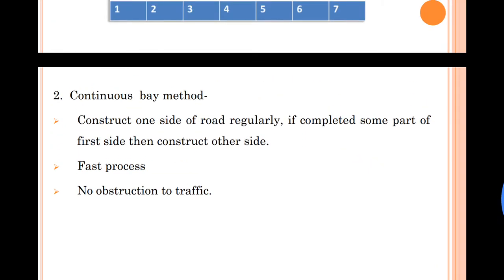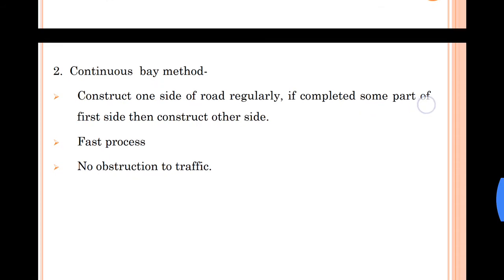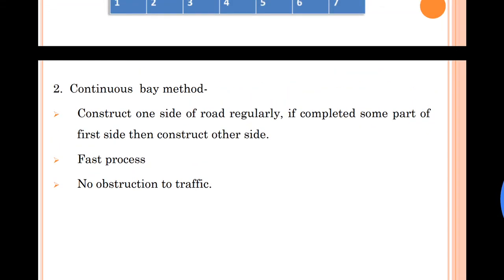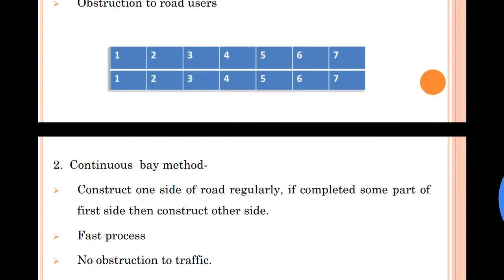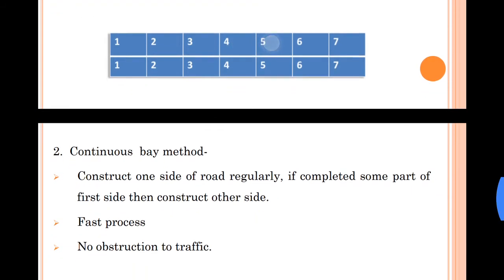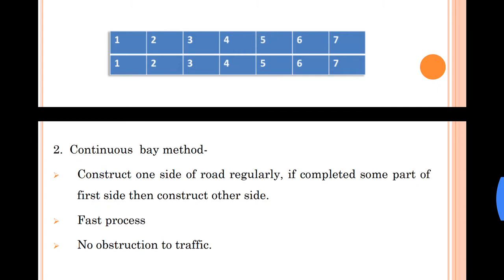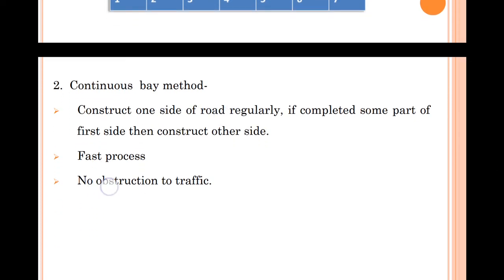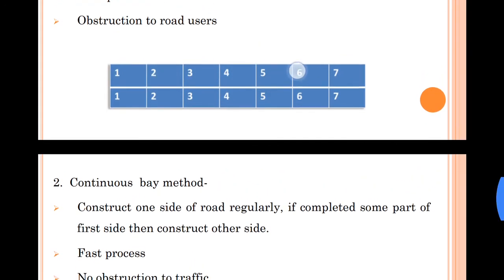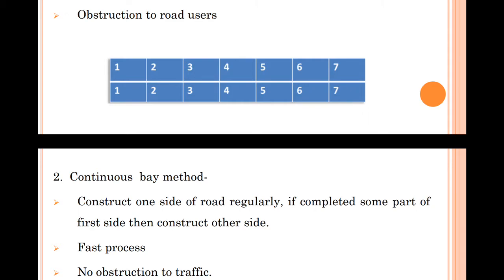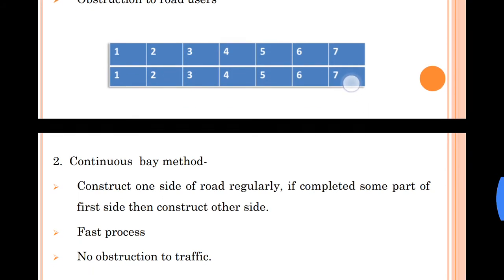The second type is the continuous bay method. In this, construct one side of the road regularly, and once some part of the first side is completed, then construct the other side. So in this, what we do is we construct one side or one lane first, then we move to the second lane. This is a fast process and there is no obstruction to traffic, since once one lane is constructed, we can allow traffic on this lane, then later on we can construct the other lane.